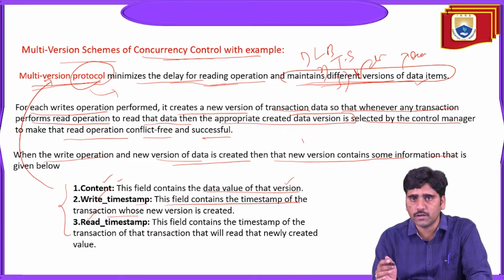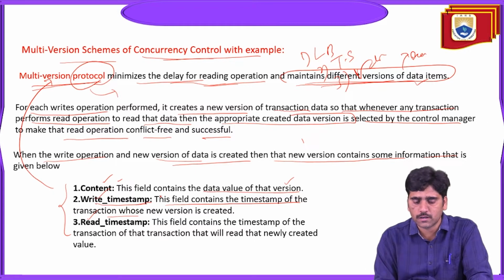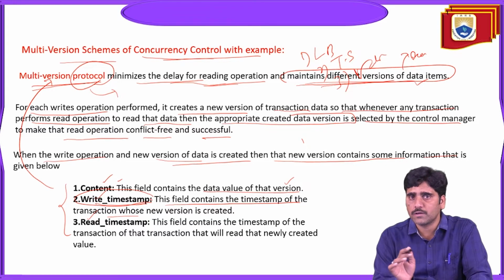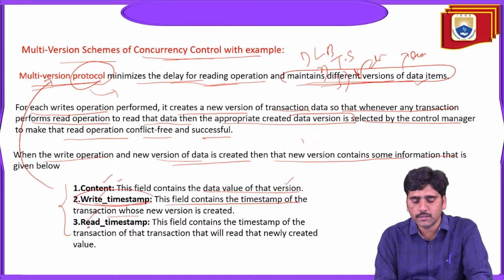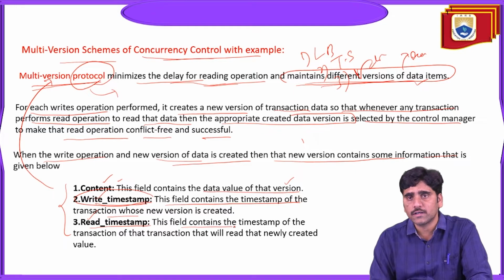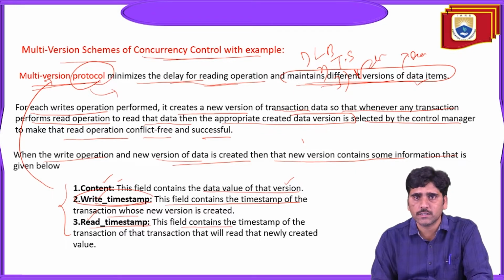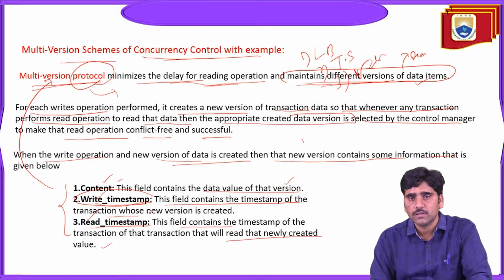So whenever a new version is created, all the writable transactions are automatically stored in the write timestamp. And then next, the read timestamp. This field contains the timestamp of the transaction that will read that newly created value. So only readable transactions are stored.